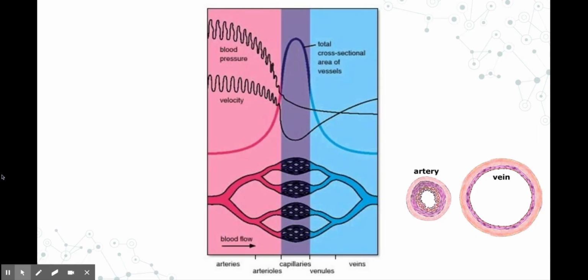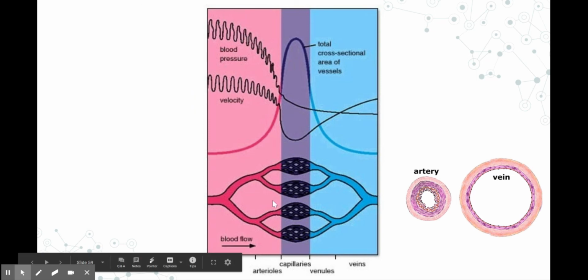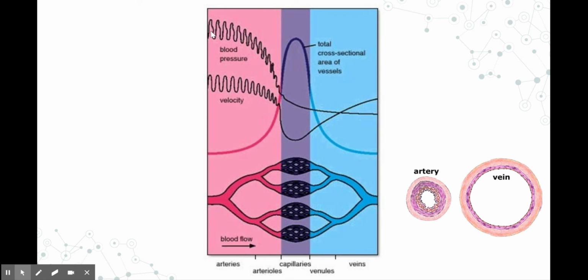You will see a diagram like this likely on a test or a quiz, and it represents a number of different factors and how they are related to one another. Over here in this pink side of the graph, we have blood flow through the arteries and arterioles. You can see closest to the heart in our large arteries, we have blood pressure that is the highest and that it oscillates with heart rate, and the velocity oscillates as well. With contraction and relaxation of the ventricles, we have increases and decreases in pressure and velocity.